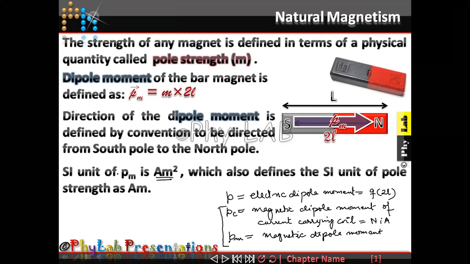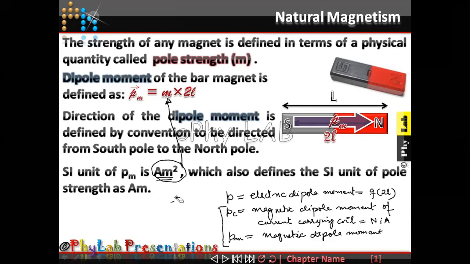So what is the SI unit of dipole moment? As I told you, it has been taken from the magnetic dipole moment of a current carrying coil, that is ampere meter square, and with the help of this we are going to define the SI unit of pole strength. Substituting it over here, ampere meter square is equal to the unit of pole strength. So let me write down meter over here.